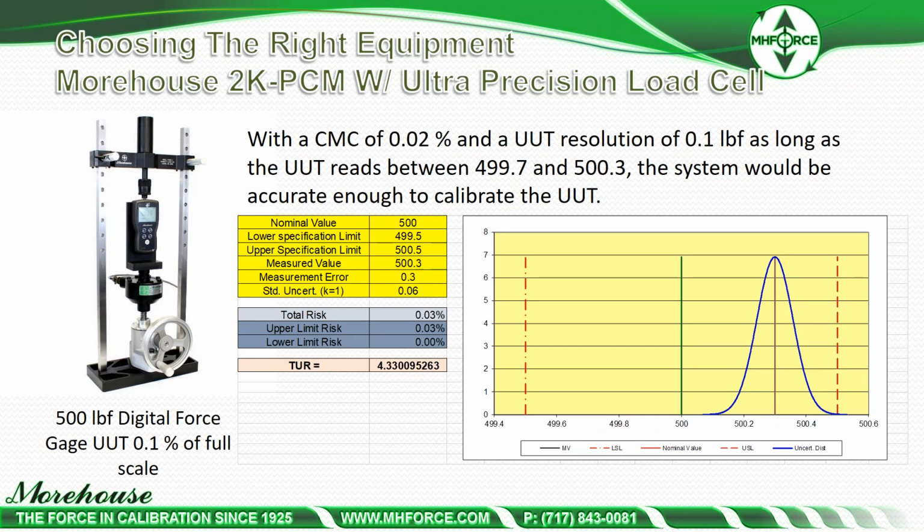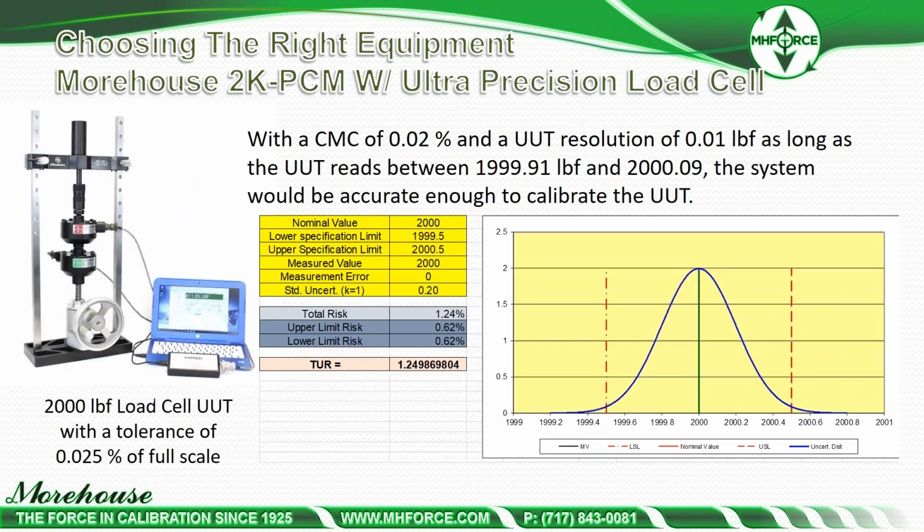Location of the measurement again. But look, our TUR is falling. We have a 4.33 to 1 TUR. If we said the measured value was 500.5, it would have a 50% probability of failing. But we're within the limits.